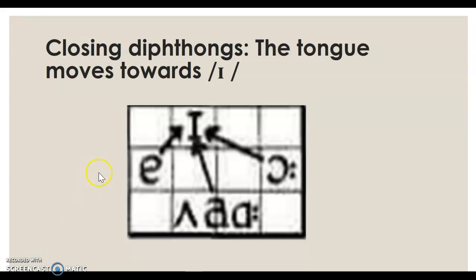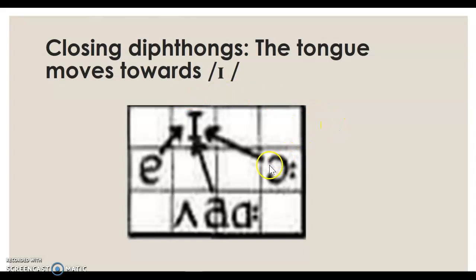In this video, we're going to see closing diphthongs. We say that they are closing diphthongs because the tongue moves towards the I sound, this sound here in the chart. That means that when we pronounce this sound, the tongue is placed close to the palate. The palate would be in this section here.